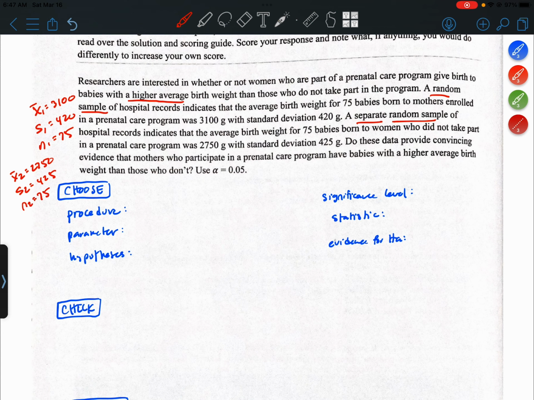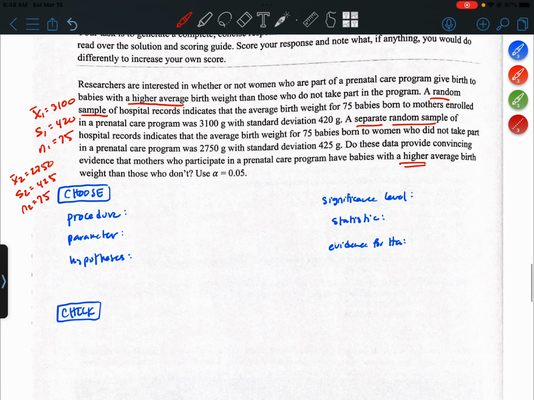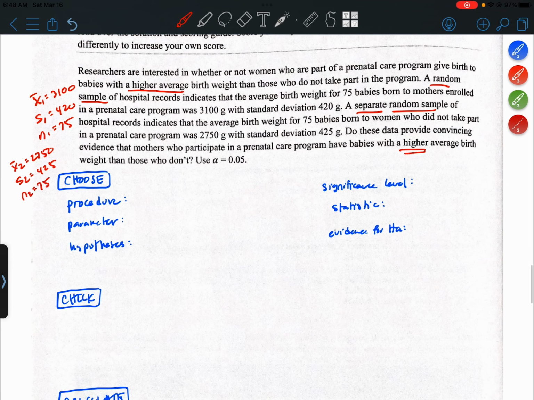All right, do these data provide convincing evidence that mothers who participate in a prenatal care program have babies with a higher average birth weight than those who do not? Use a significance level of 5%. Notice I've already got the structure of our procedure. We're going to start with the name of the procedure. Because the 75 babies were separate random samples, we have two independent samples. It's not a matched pairs design.